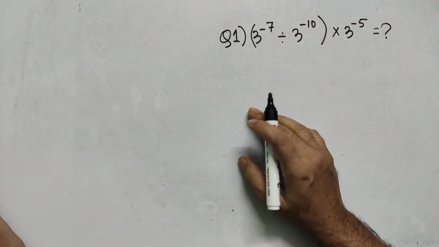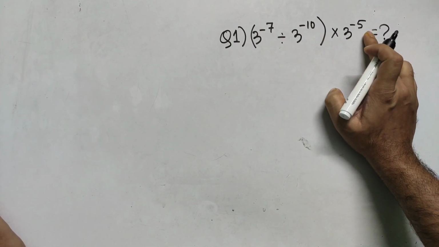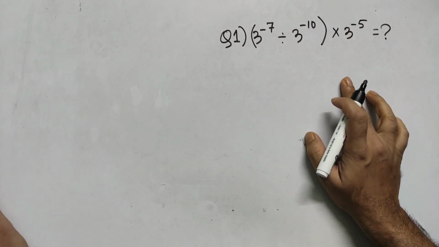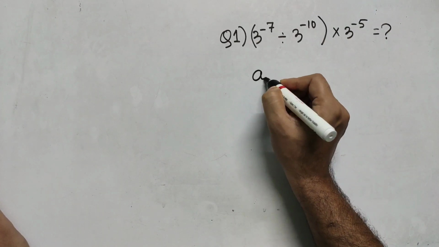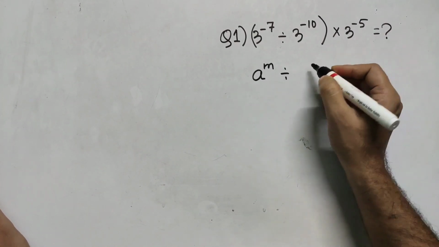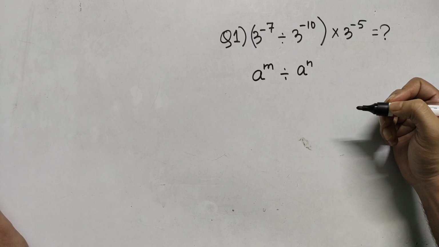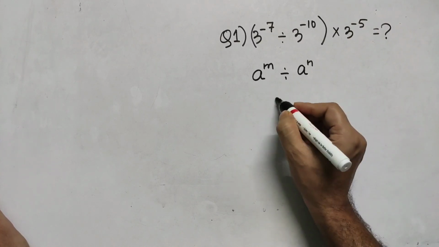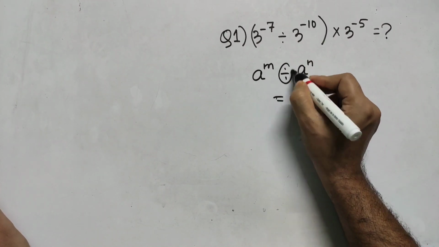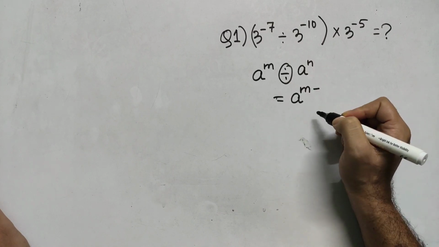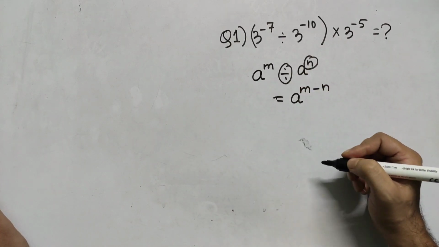So we have 3 to the power minus 7, 3 to the power minus 10, 3 to the power minus 5. As you can see, the base is same, and we have a division sign over here. If we have something like a to the power m divided by a to the power n, I think you have already seen the property. We first write the base, then we write the power. For the division sign we write minus and then the other power, and it becomes a to the power m minus n.